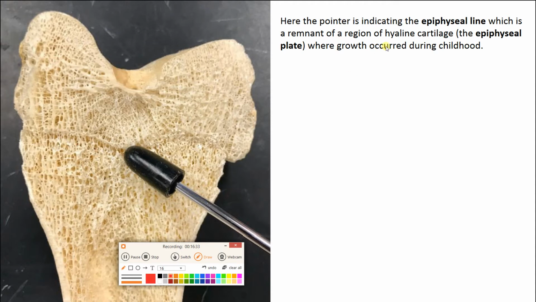It is found in adult bones. It is a remnant of where we had a plate of cartilage. So when you're a kid, you have a plate of cartilage. It's called the epiphyseal plate. It is a growth plate, if you've ever heard that term. And it is where long bones, like the name implies, grow during childhood. So we have that epiphyseal line right there, which used to be an epiphyseal plate.